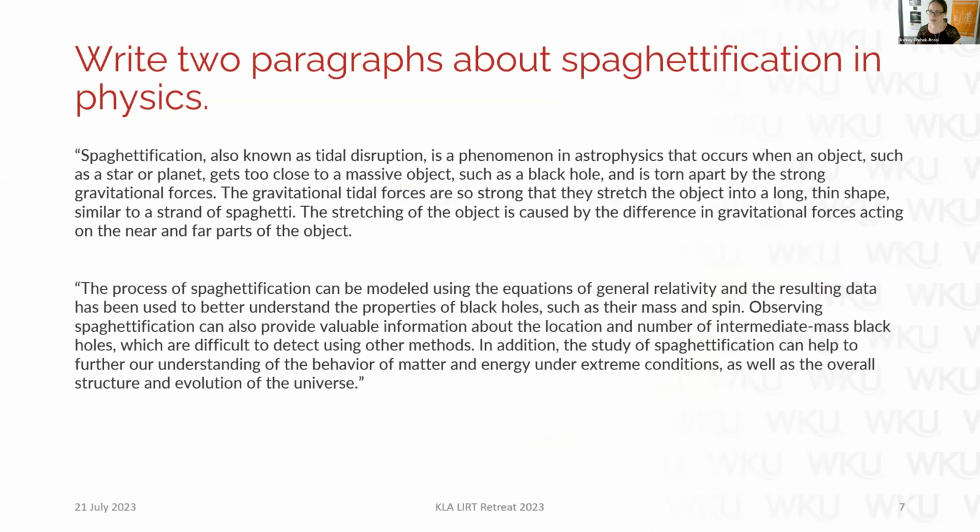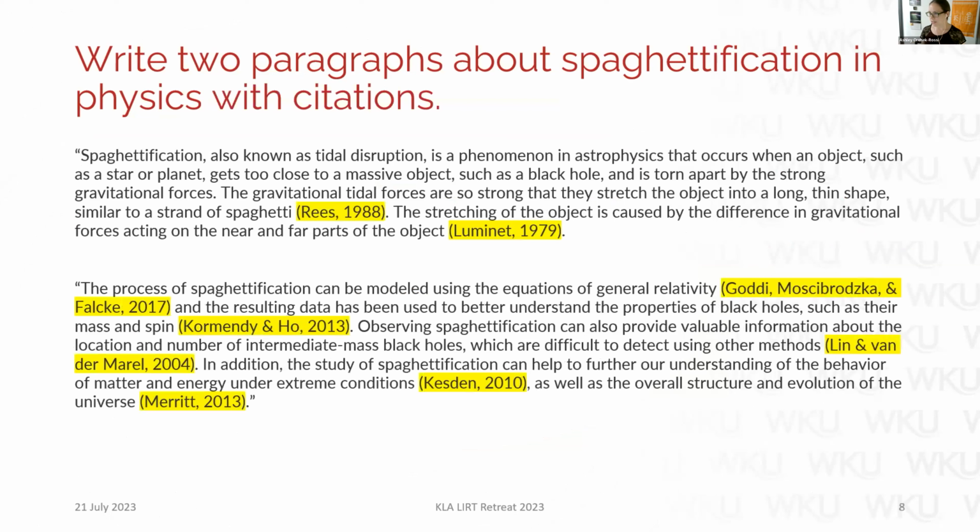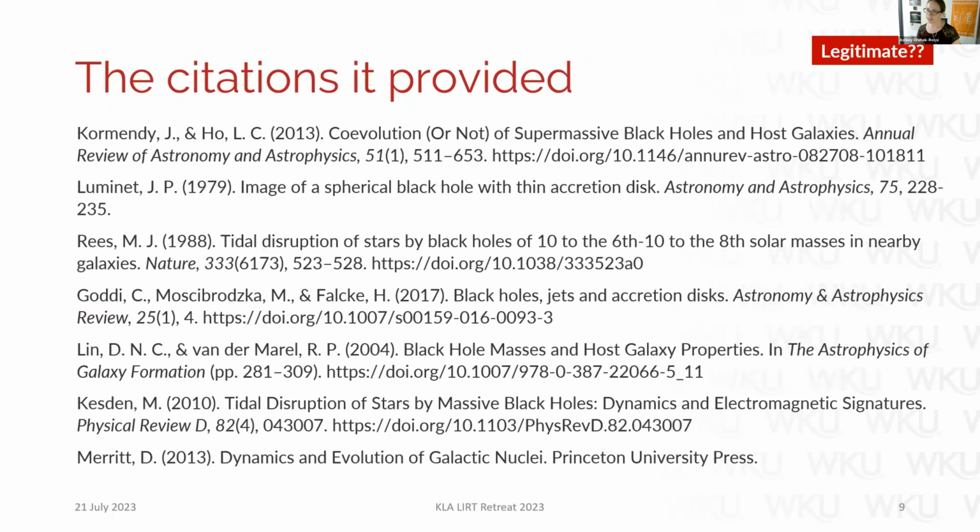So I asked ChatGPT to write me 2 paragraphs about spaghettification in physics. So give me 2 long paragraphs written for somebody who actually is knowledgeable in the physics realm. Then I asked it to give me the same paragraphs with citations. I noticed that it basically gave me the same 2 paragraphs and it just inputted citations after several different sentences. So then I got curious about these citations and if they're real and how legitimate they are. Then I asked it to give me the citation list and it actually gave me all of those citations that it previously mentioned.